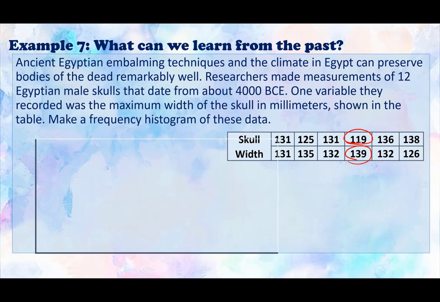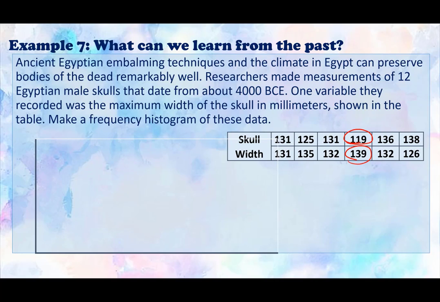So we have example number 7. What can we learn from the past? Ancient Egyptian embalming techniques and the climate in Egypt can preserve bodies of the dead remarkably well. Researchers made measurements of 12 Egyptian male skulls that date back to 4000 BCE. One variable they recorded was the maximum width of the skull in millimeters, shown in the table. We're going to make a frequency histogram of this data.